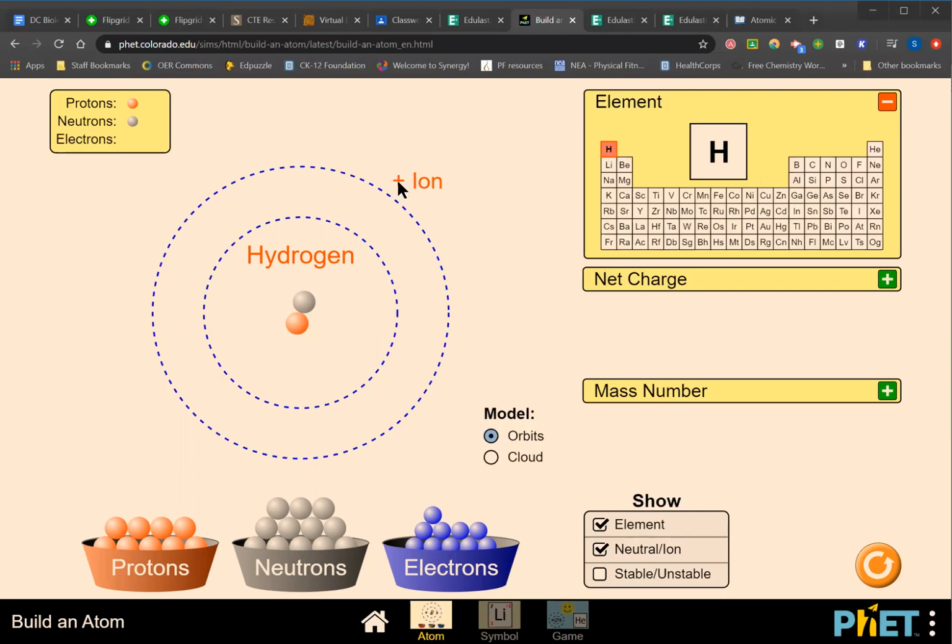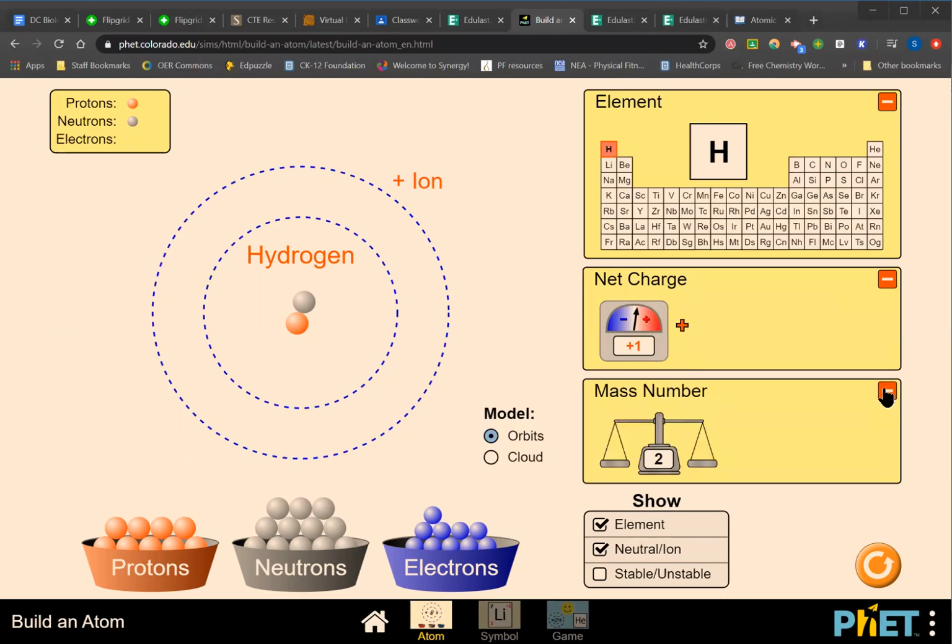And I notice I have this plus ion. That means it's positively charged. So net charge, I'm going to go ahead and click on this plus sign, and that drops down this. I'm going to click on mass number, and that drops down that. So my mass number is 2, meaning it weighs 2 mass units. And my net charge looks like it's positive 1. That means I have 1 proton. So this is a hydrogen ion.